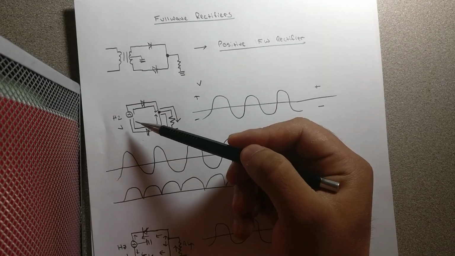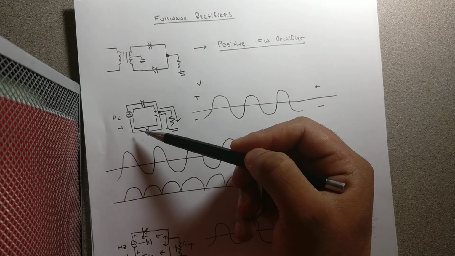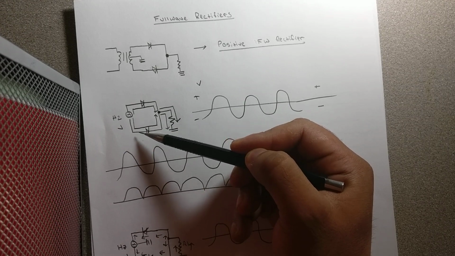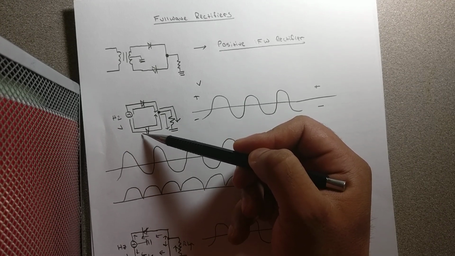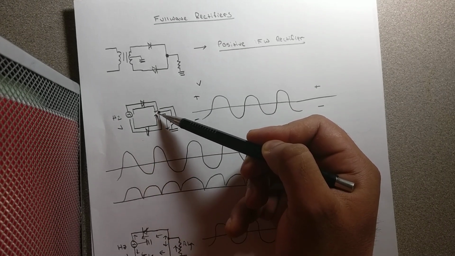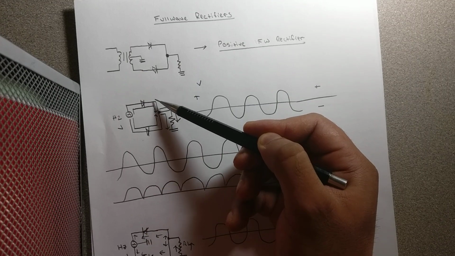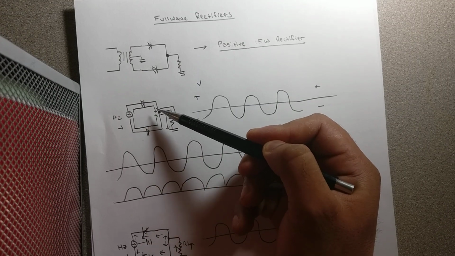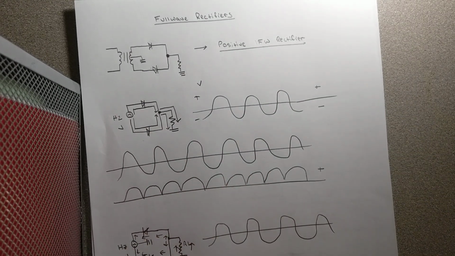Now the second part is when the negative half cycle is applied. My current will be allowed to go through here because the diode here is forward biased. But when I reach this junction, electrons will not be able to flow through this wire. They'll have to come back down.